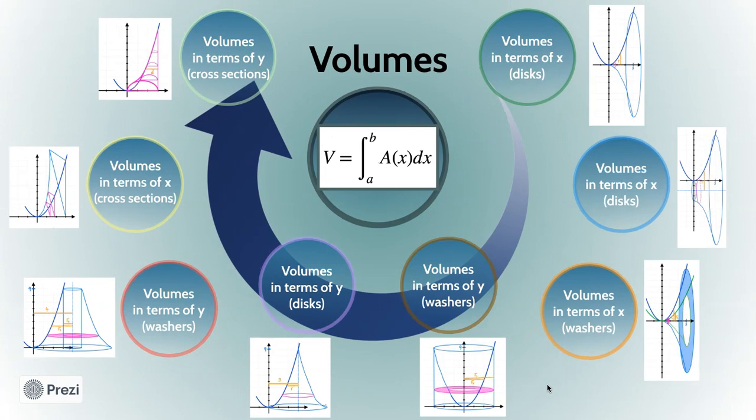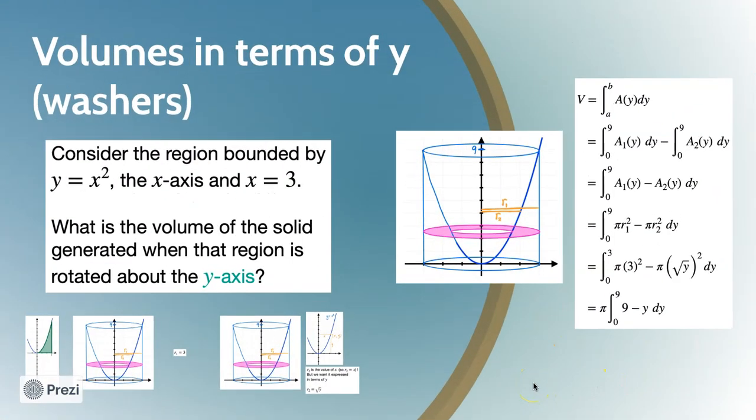From here on, we're going to focus a little bit on integrating in terms of y. You can see again how the disks here were vertical, the disk is vertical, the washer is vertical, and in our new example, the washer is horizontal. Consider the region bounded by y equals x squared, the x-axis, and x equals 3. What is the volume of the solid generated when that region is rotated about the y-axis?